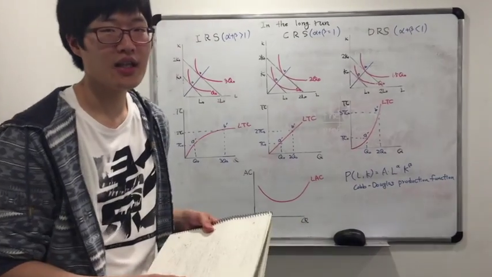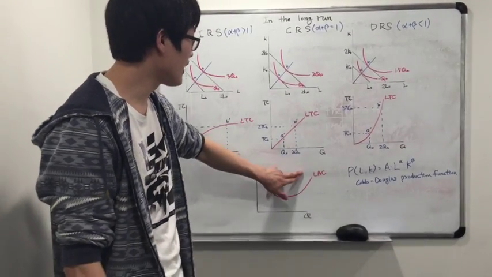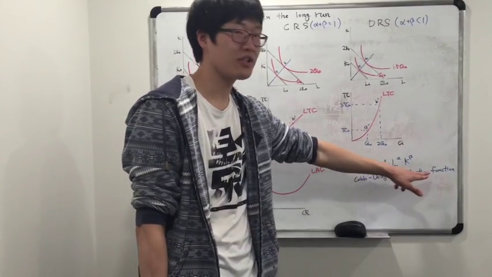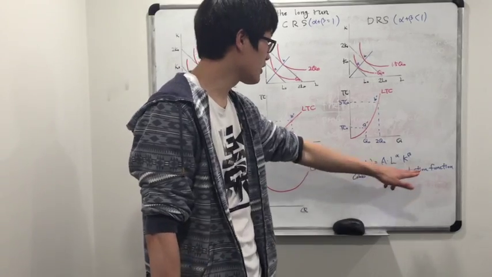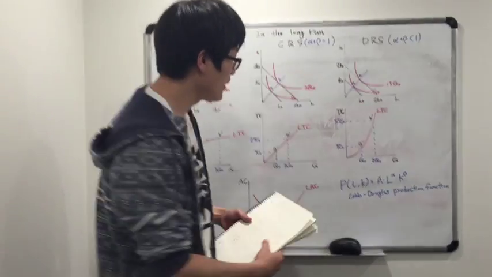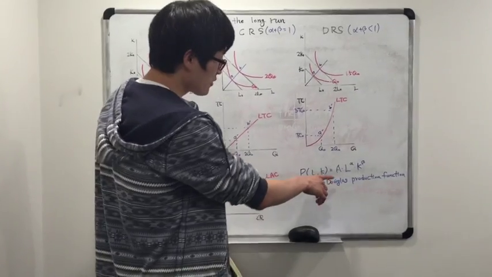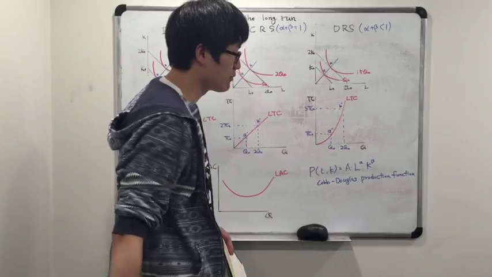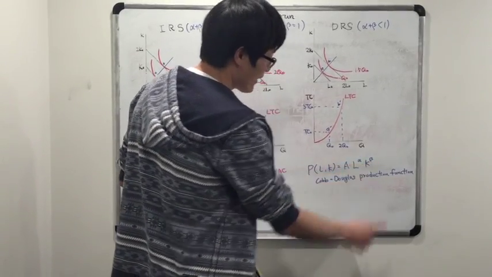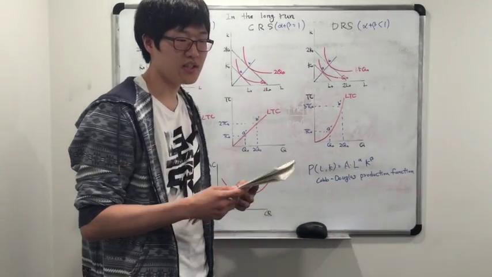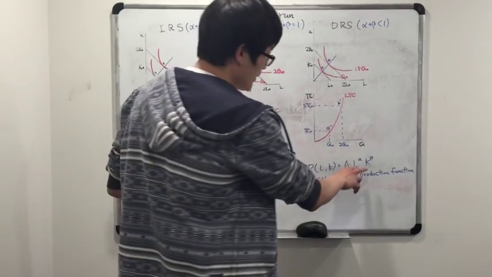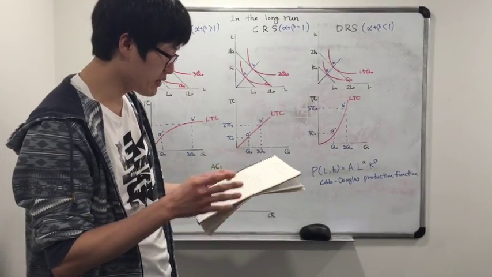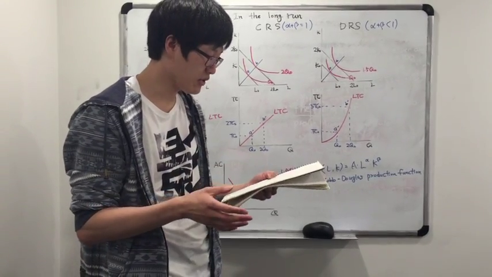Okay, now I'm going to explain how to derive the long run average cost by using the Cobb-Douglas production function. The Cobb-Douglas production function looks like this, where A is total factor productivity, L is labor input, and K is capital input. Alpha and beta are the output elasticities of labor and capital, and this is determined by inefficiency in management, the division of labor, and available technology.